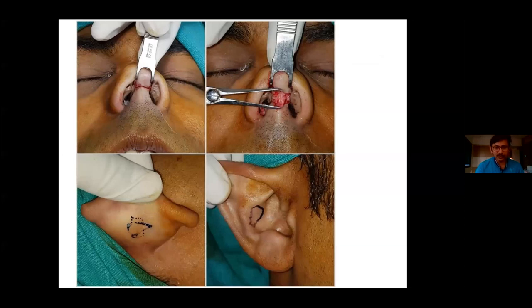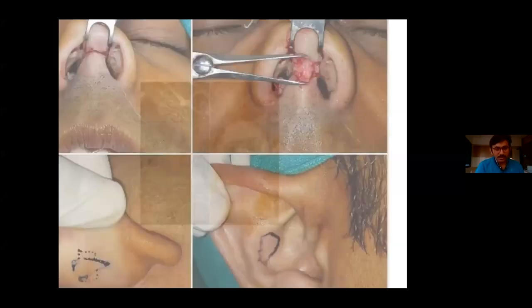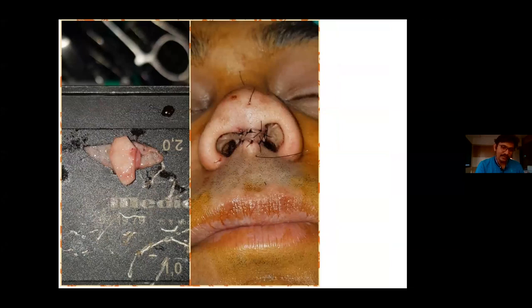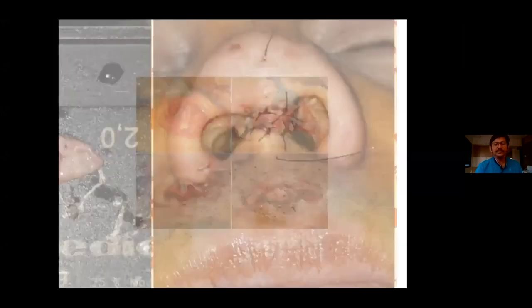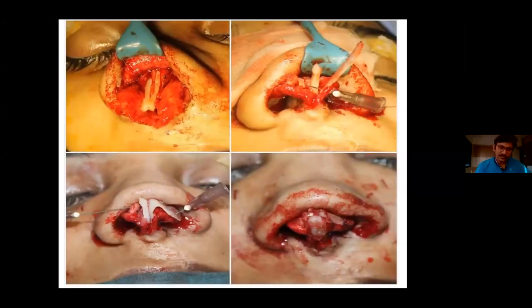So I fashioned the composite graft in such a way that it would be a shield graft for the projection of the nose, and the skin should be oriented horizontally. So I harvested a graft in such a shape that the cartilage was vertically oriented and the skin was horizontally oriented, and then this was sutured in place. And then we took him for a secondary surgery.